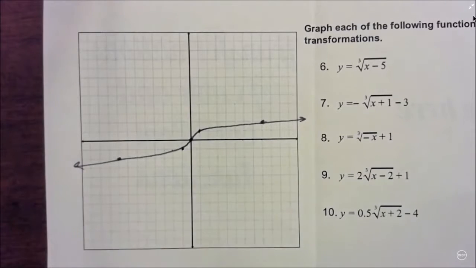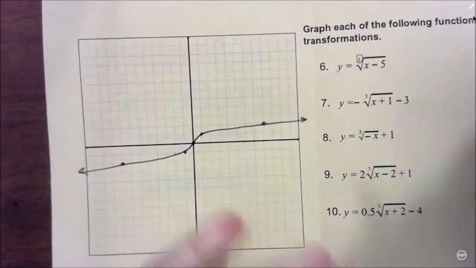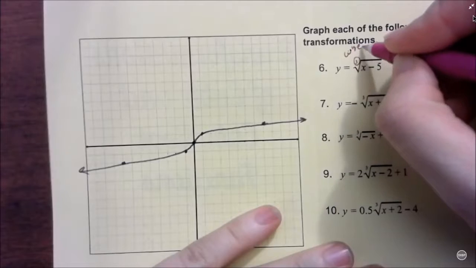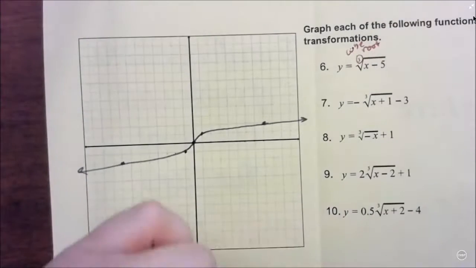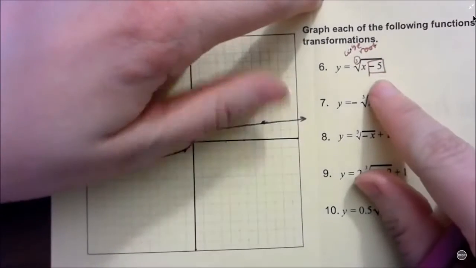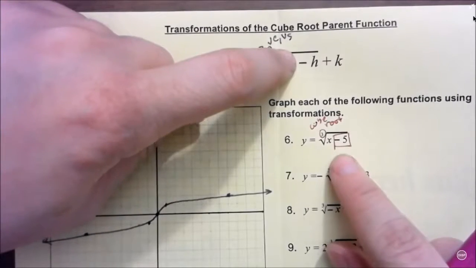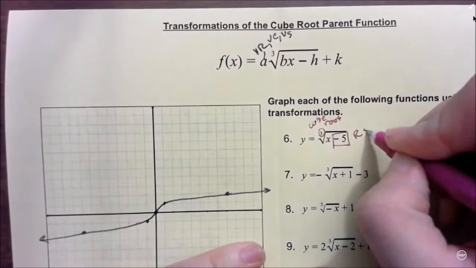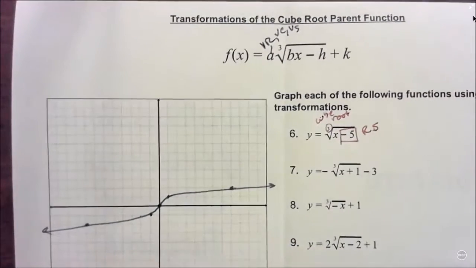So let's now try number 6. So number 6 only has one transformation. So please remember that this is not a transformation. This just means cube root. But this is a transformation. So x minus 5, that's our h value. And since it's x minus 5, that means it went right 5 because, again, the sign is the opposite of what you would expect it to be.